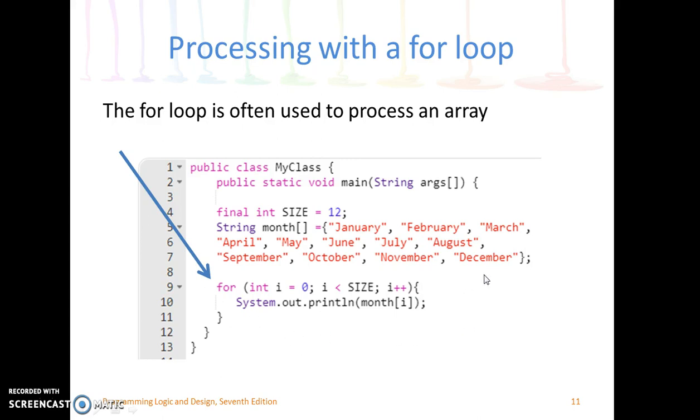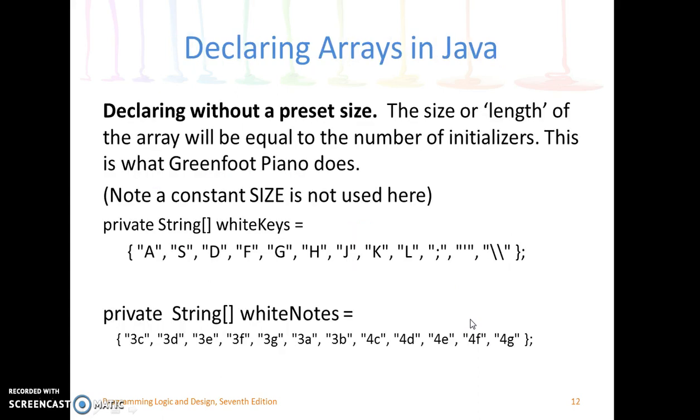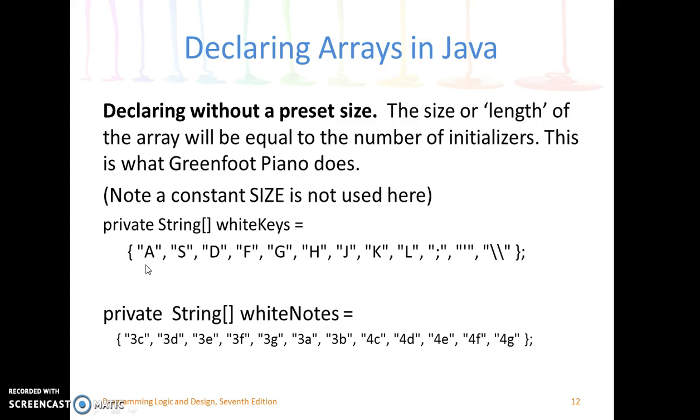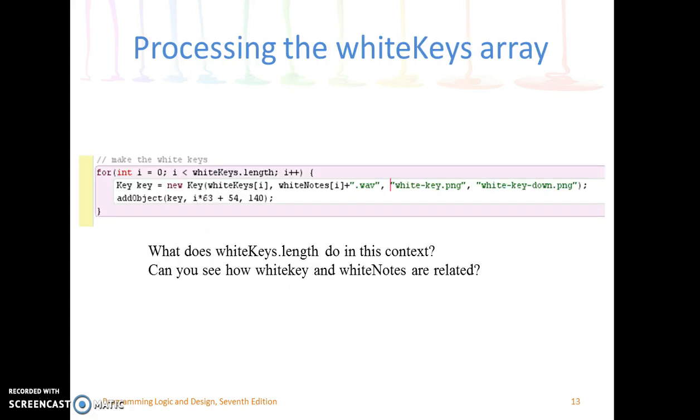Indicating again the for loop is often used to process an array. If you don't have the preset size, which is an example of what you just saw, you can just assign using the curly braces. This is an example of the Greenfoot piano when you had the letters and the white notes. This is also an example of parallel arrays. Parallel arrays are arrays that have a one-to-one correspondence between their values. They don't have to be the same data type. These could all be numbers and these could still all be strings. Sometimes they're the same data type, sometimes they're not.